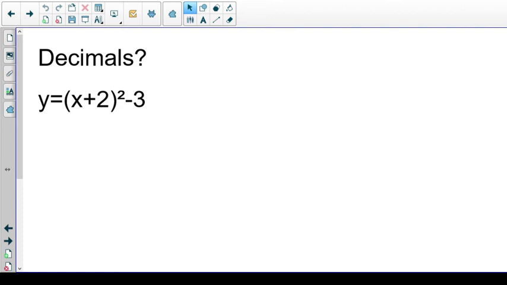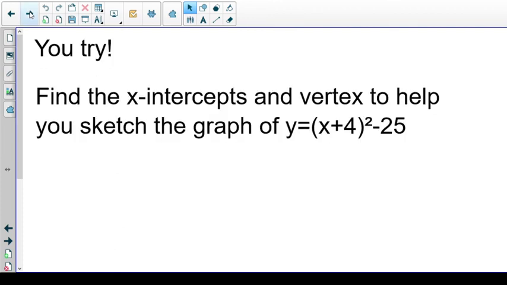So next, I want you to give this a try. Okay? So find the x-intercepts and vertex to help you sketch the graph of y = (x + 4) squared - 25. So I want you to pause the video, give it a try, then you can come back and I will show you how it's done. So I hope you paused this, worked it out, and I'm going to go through how you do this problem.